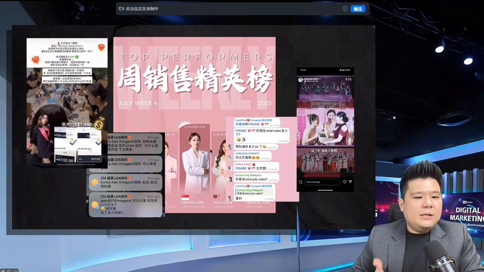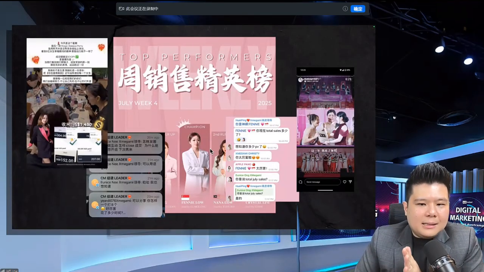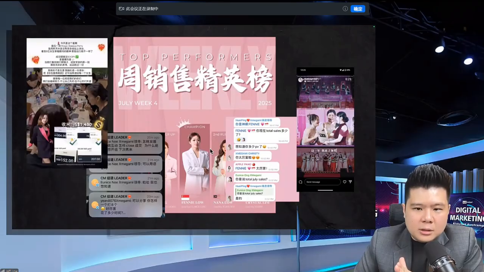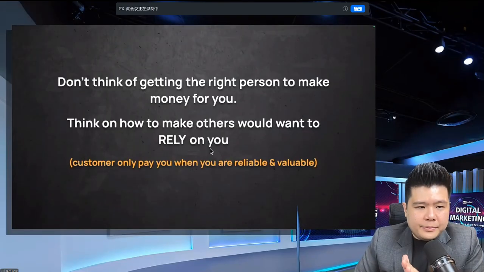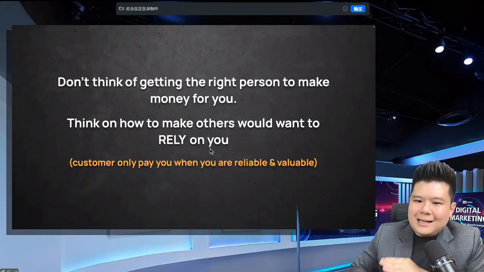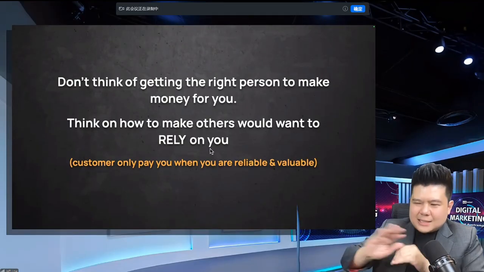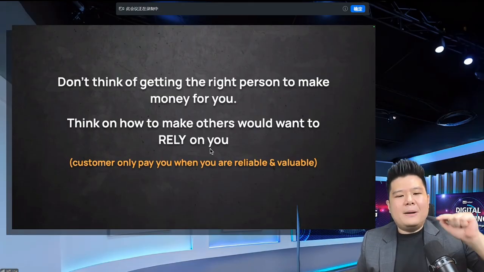All right? But still, I want you guys to understand one thing, okay? There's no one who is going to be better than you at selling for your business, because nobody is going to try very hard to make you rich. They're going to try very hard to make themselves rich. Am I right? So don't try to get the right person to make money for you. There's no such thing. But in fact, you should always think about how people can rely on you.